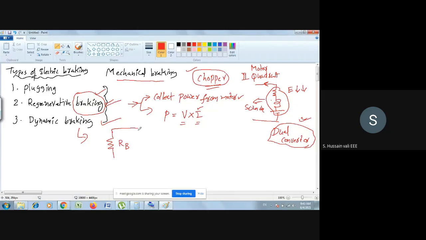Then here you have the switch. Then here you have the motor. I will not draw the entire thing, I will just simply put the motor here. So here you have all three: R, L, E. The current here is in this direction. This is the dynamic braking we have seen, whether it is a series motor or a separately excited motor. This is the dynamic braking.